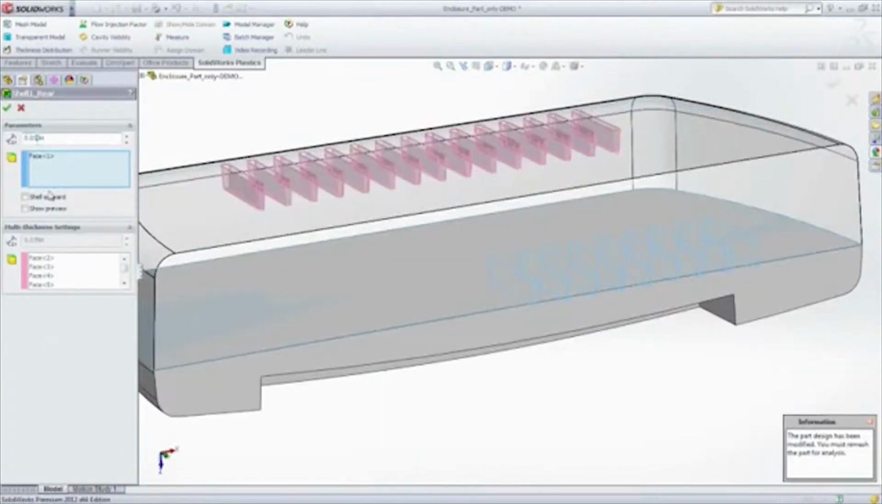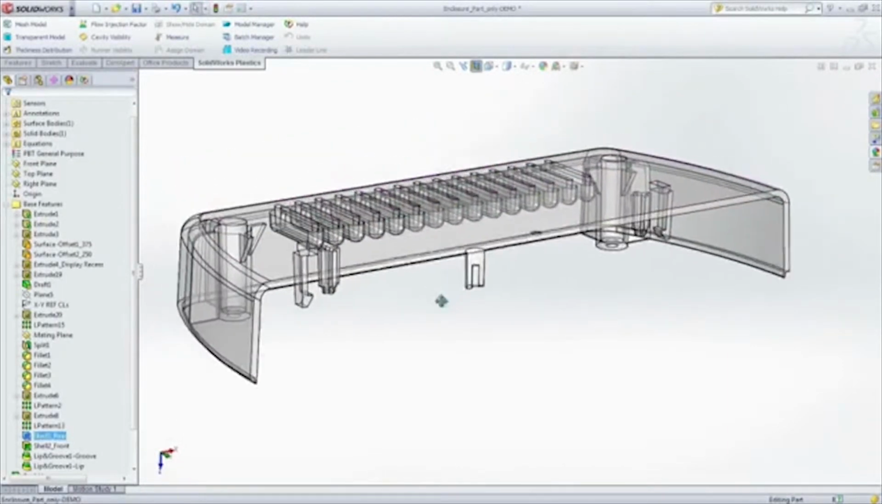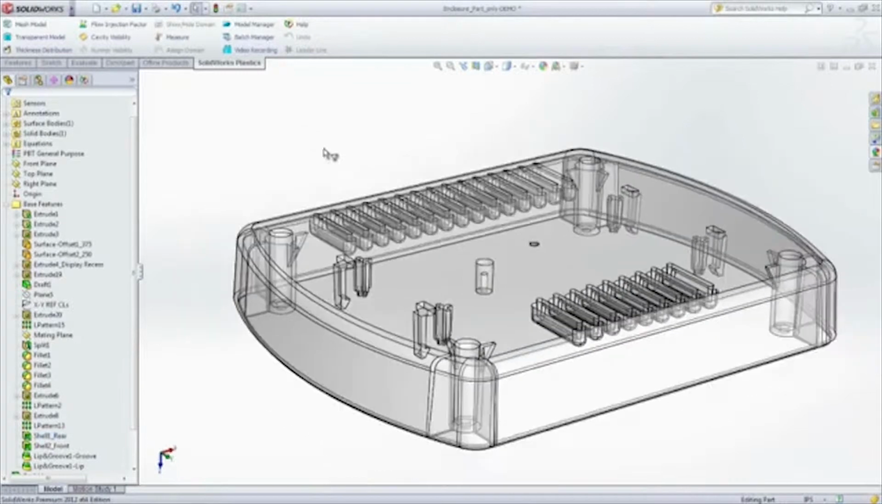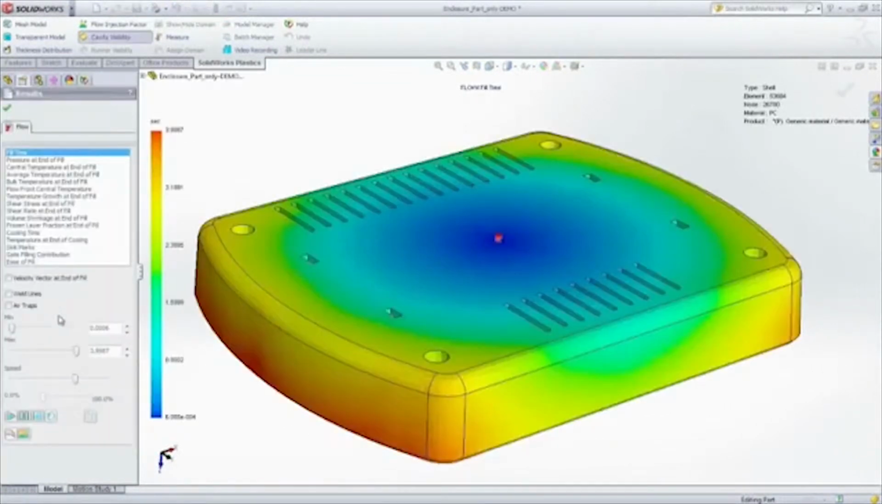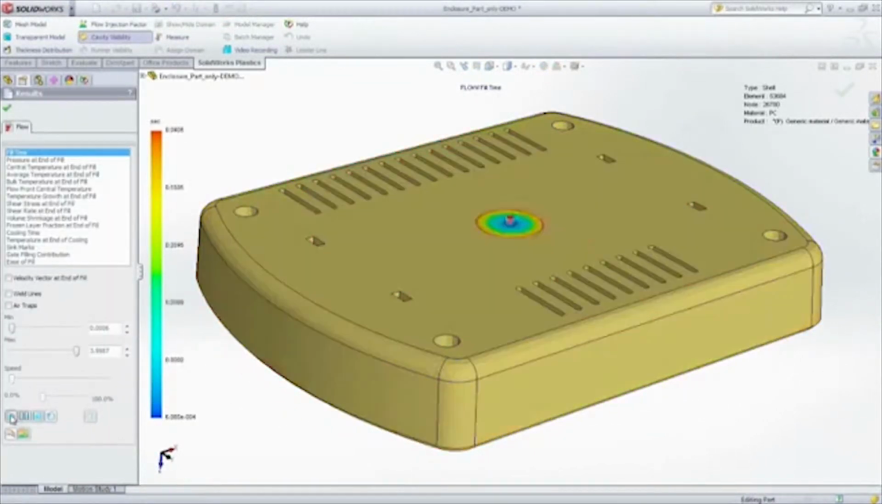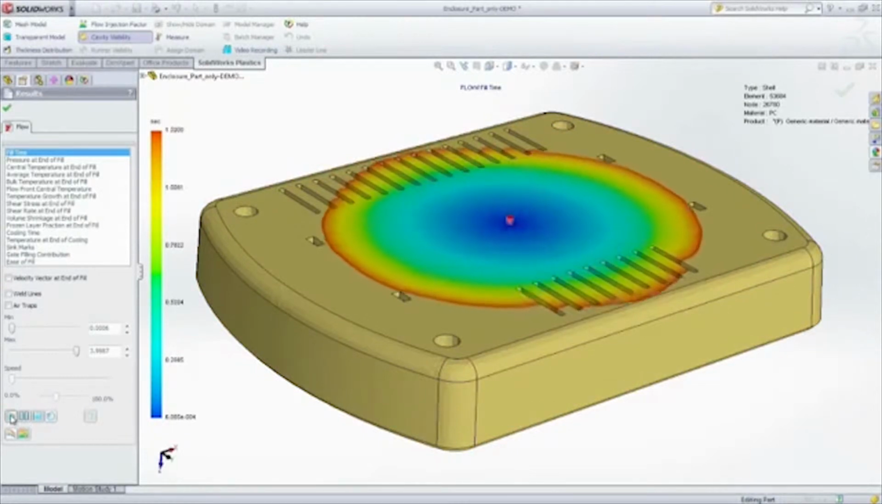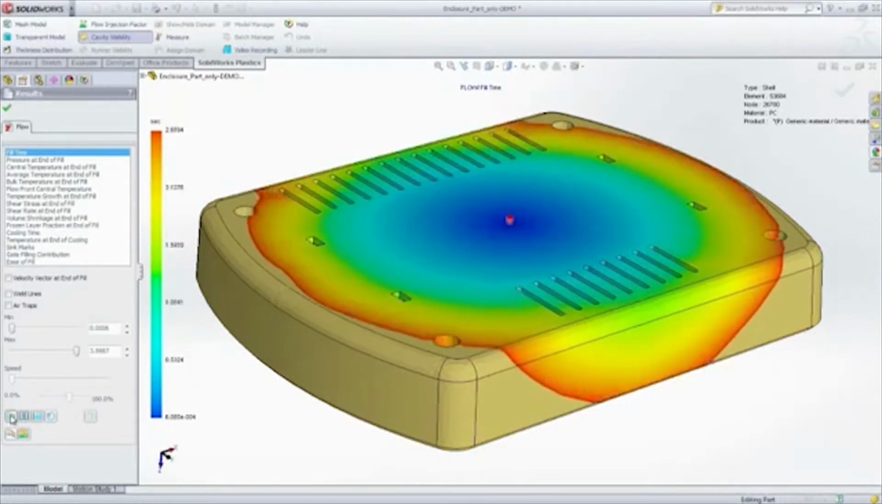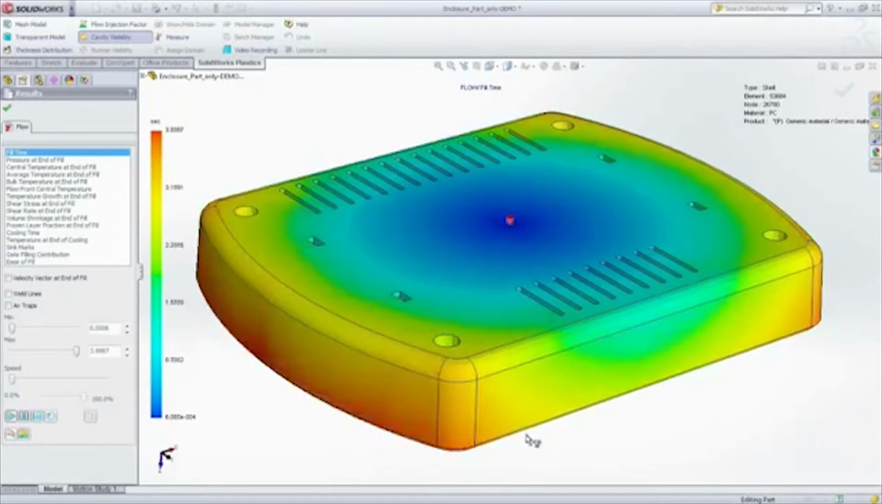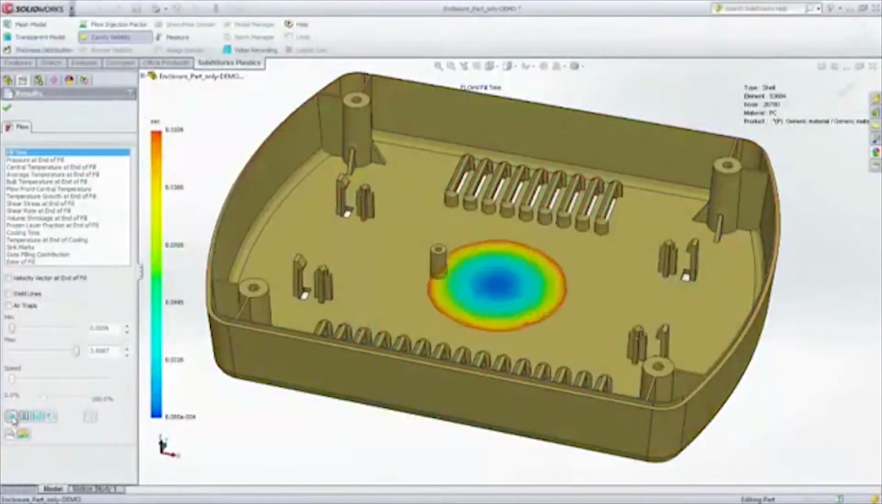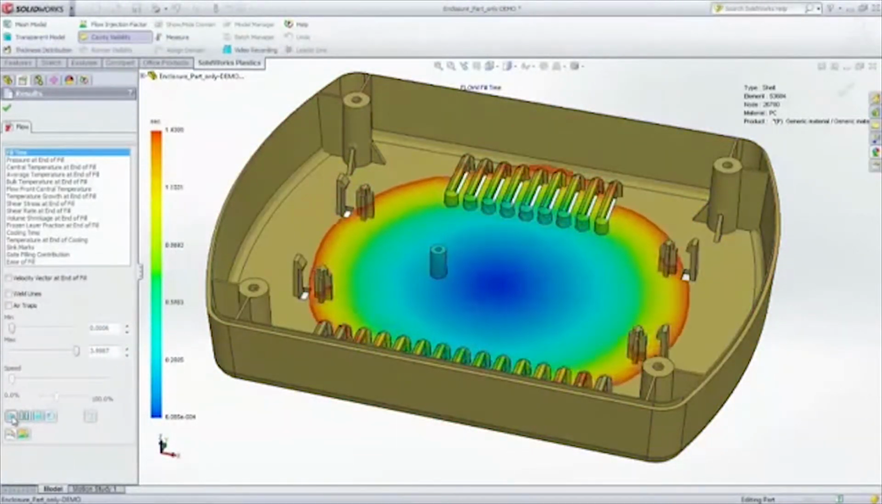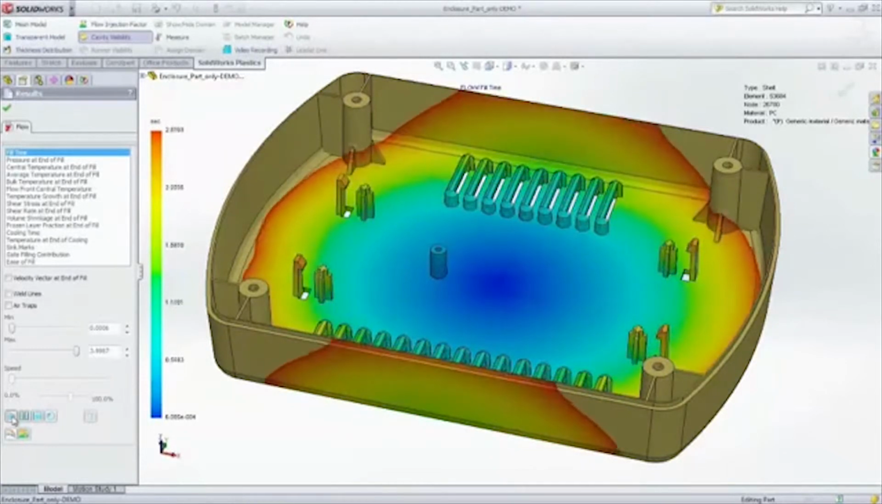Of course, changing the part wall thickness is quick and easy because you can use the same SolidWorks features and functionality that are part of your day-to-day workflows. You can now see that the part fills completely, and the fill time animation shows you exactly how this part will fill. This animation also provides insight as to where weld lines and air traps will form and if there will be potential cosmetic or structural problems.